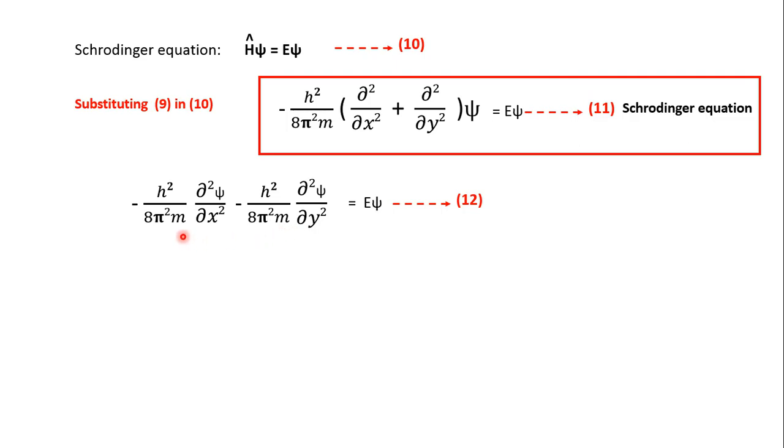Now we are interested in getting two terms. One term exclusively dependent on x and another term exclusively dependent on y, and for this we make use of the variable separable method. In this method we make a substitution psi equal to capital X of small x into capital Y of small y. In other words, capital X depends only on x, capital Y depends only on y.